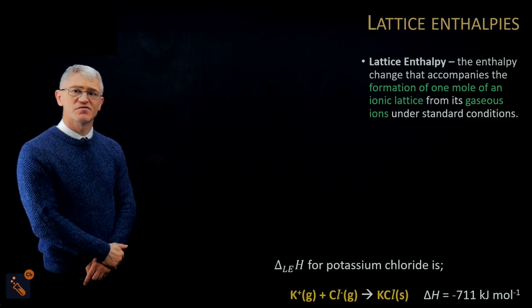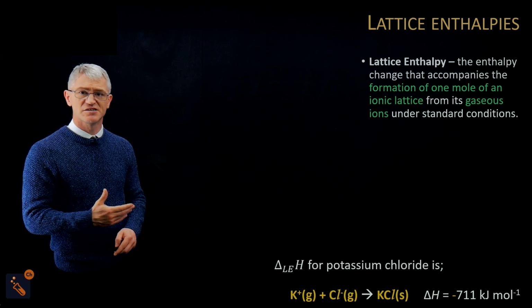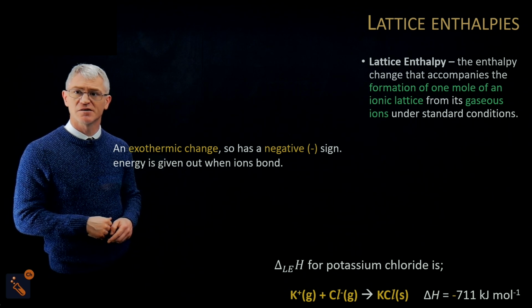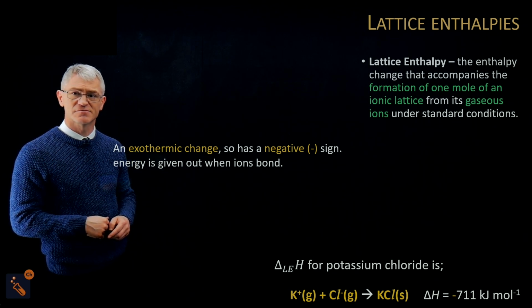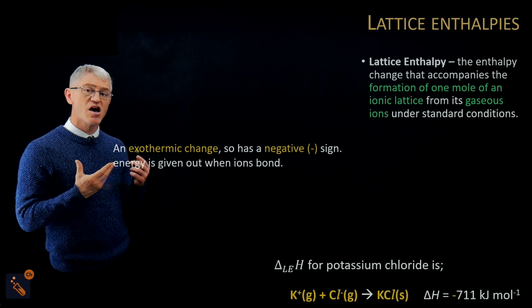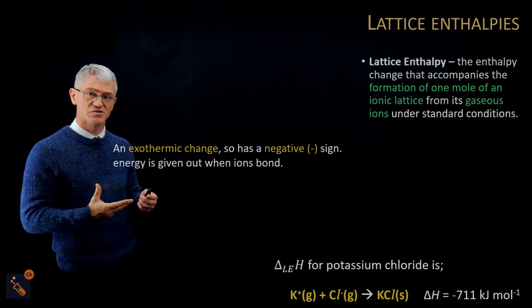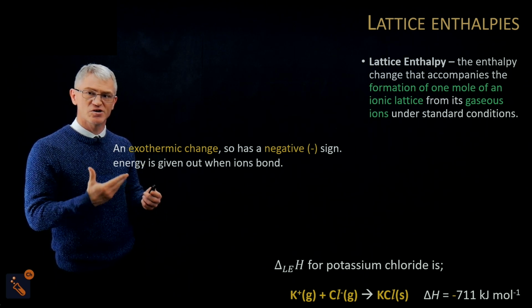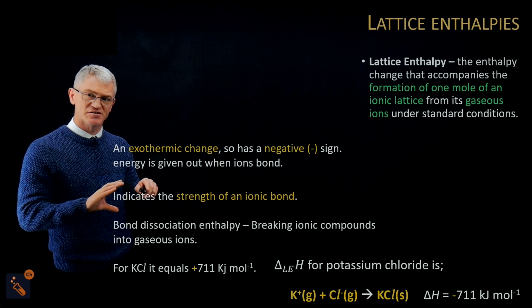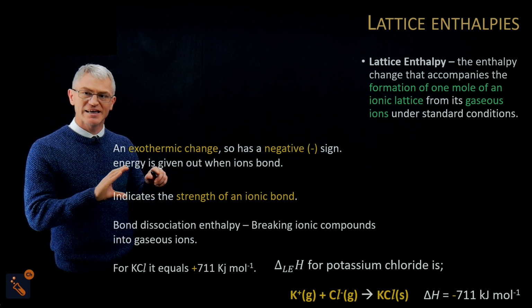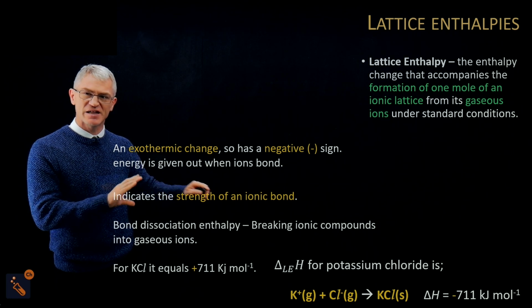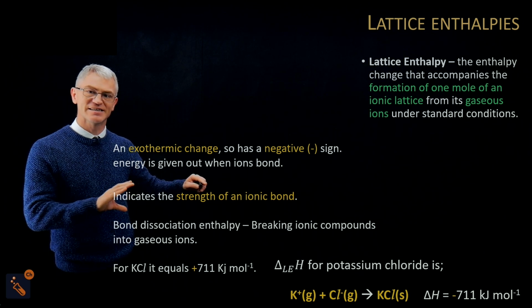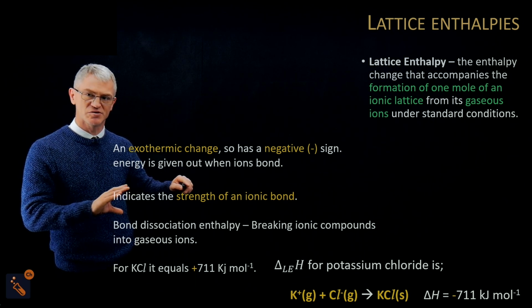Okay, and then from here, let's have a look at why those changes are all exothermic, because they are all exothermic. It's an exothermic change, okay? And if that is the case, energy is given out when the ions bond to each other. So an exothermic change, energy is given out to the surroundings. Now, why is that? Well, it's all about this. So I want you to think carefully at this point. It indicates the strength of an ionic bond. So that value you're getting, that negative sign, that negative 711, there is indicating the strength of the ionic bond.